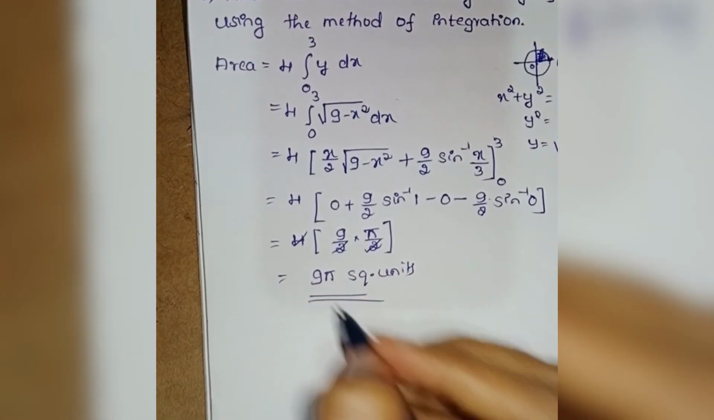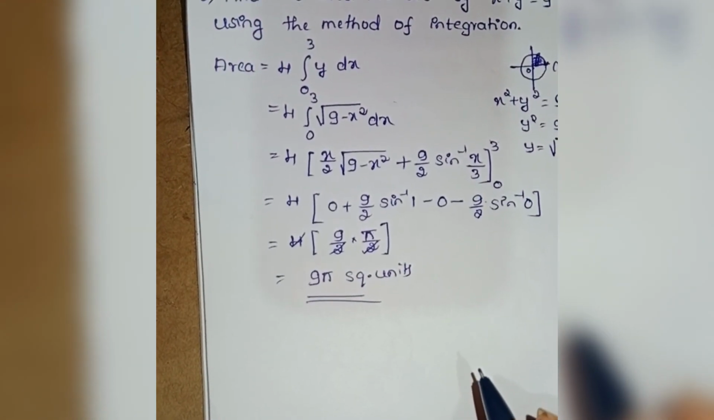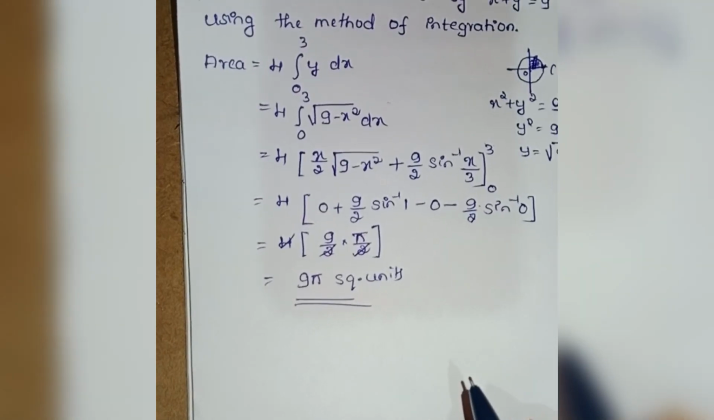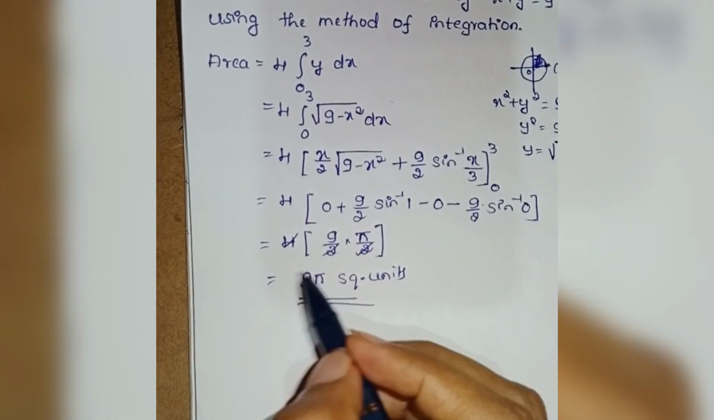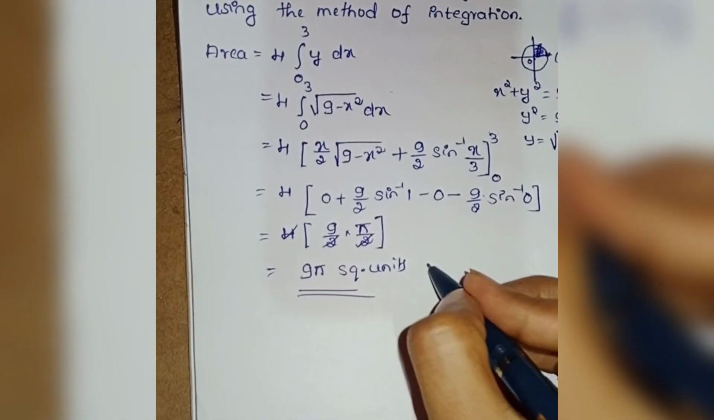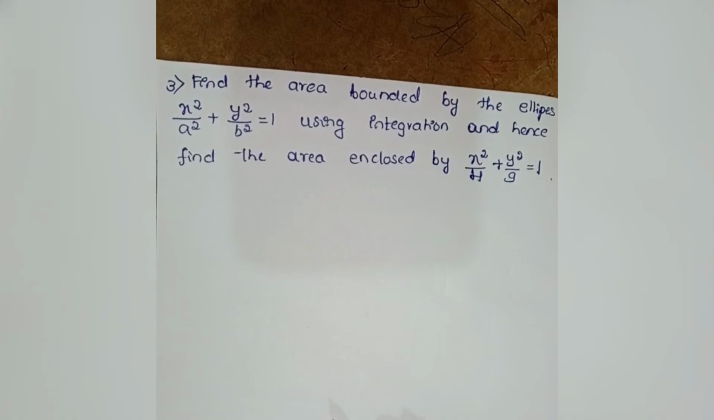Correct, right? Your answer is correct, isn't it? Area of the circle is pi a square or pi r square. Radius is 3, so 9 pi is the answer. So this answer is correct.